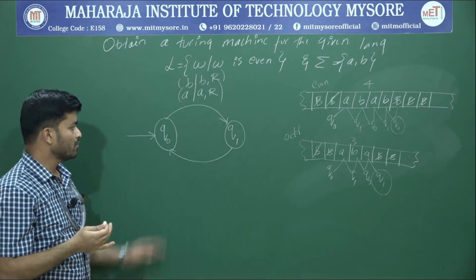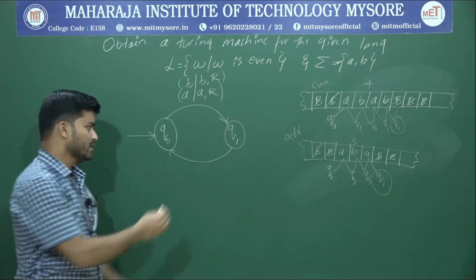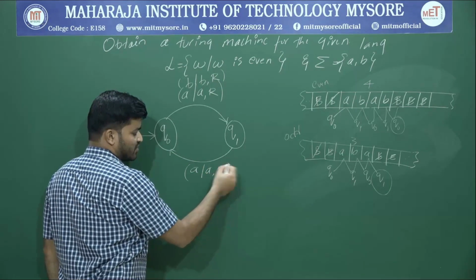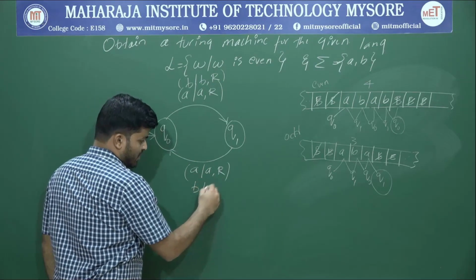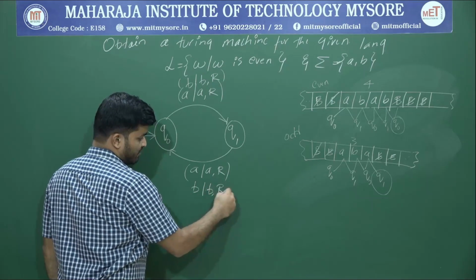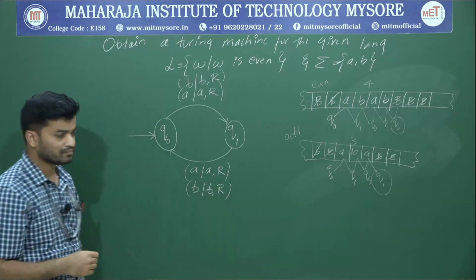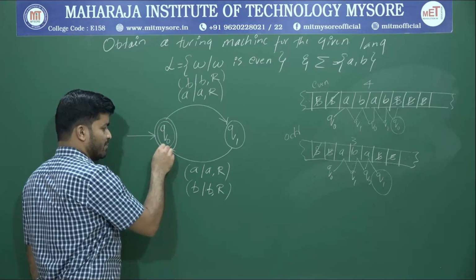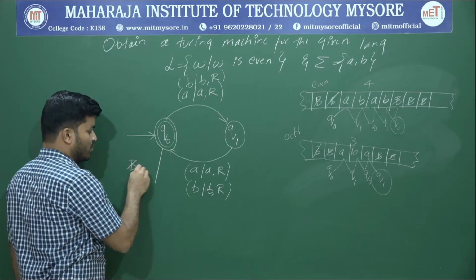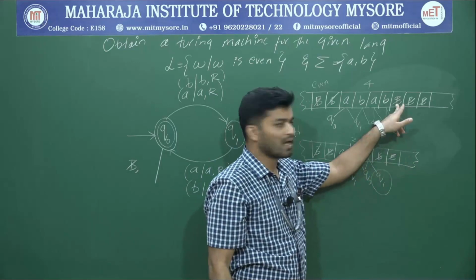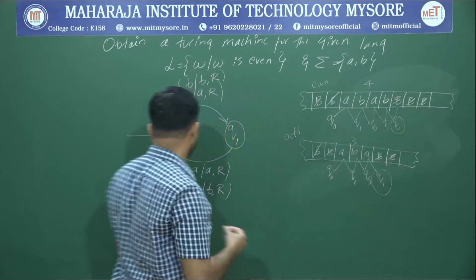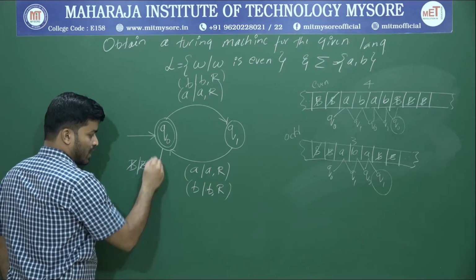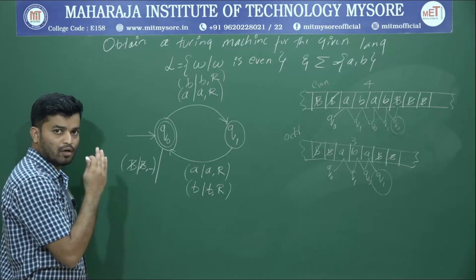Whether it's a or b, we'll take a transition toward Q1. In the same way from Q1 to Q0, whether it's a or b, we'll maintain it as it is and keep moving to the right-hand side. Within Q0, if we get a blank space, we maintain that blank space as it is and we will not move either left or right. We will halt the machine.